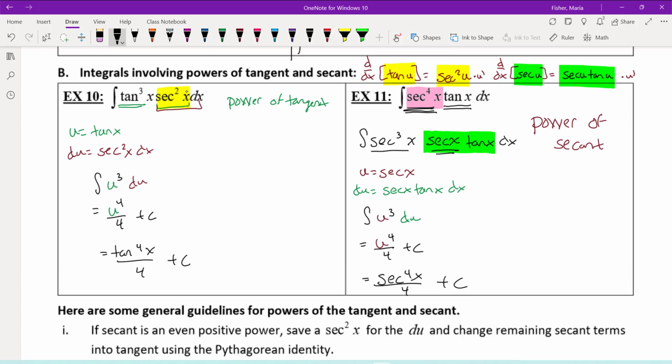For tangents, we're trying to find a secant squared so we can become a power of the tangent. And for secants, we're trying to find a secant tangent so that we can become a power of the secant.